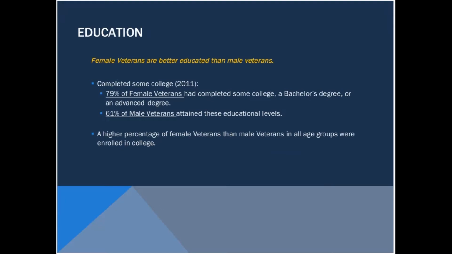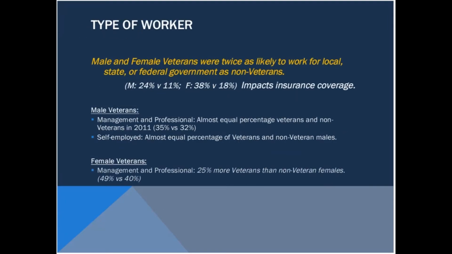Contrary to common expectations, about 80% of female veterans have completed some college, and that's true for about 61% of male veterans. And a higher percentage of female veterans than male veterans in all age groups are enrolled in college once they become part of the veteran population. Male and female veterans are twice as likely to work for local, state, or federal governments. That means that almost a quarter of male veterans and about 38% of female veterans work for some government-related entity.